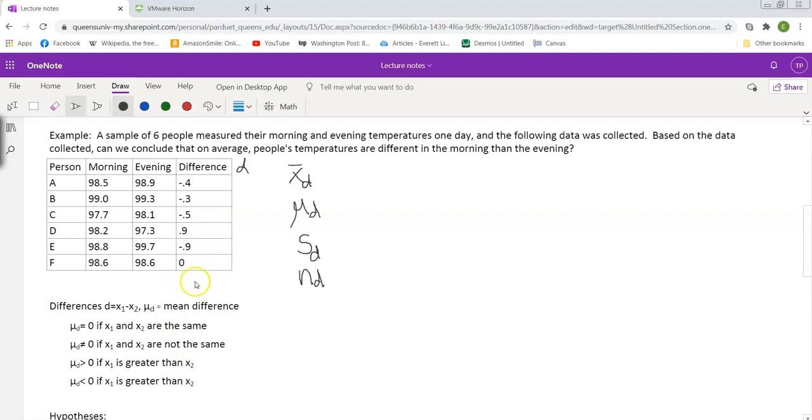If there's a difference between them, between morning and evening, then mu d is going to be not equal to 0. If you subtract it as, in this case, morning minus evening, and those values on average are positive, so mu d is greater than 0, that means that morning temperatures are greater than evening temperatures. And then the other way around if mu d is less than 0.